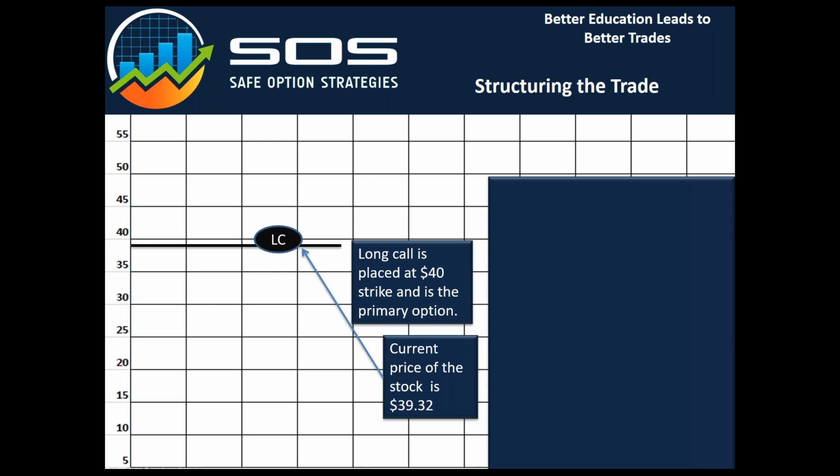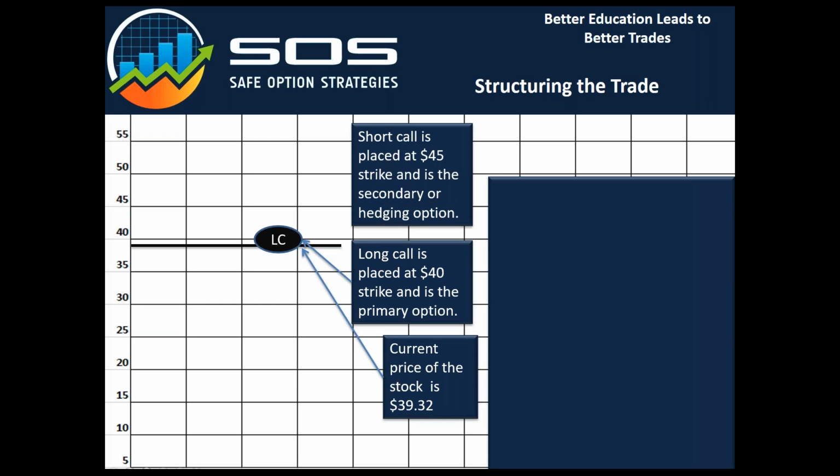So we go out and get our 40 strike long call, and that's going to be our primary money-making option. That's the option that we're looking to make the money on. Then we're going to get our short call at the 45 strike. Ignore these dates down here. They're not going to match up with what I show you on the option chain in just a minute. We're going to be 45 to 90 days out. I'll talk about that in a moment. Our short call at the 45 strike is our secondary or our hedging option.